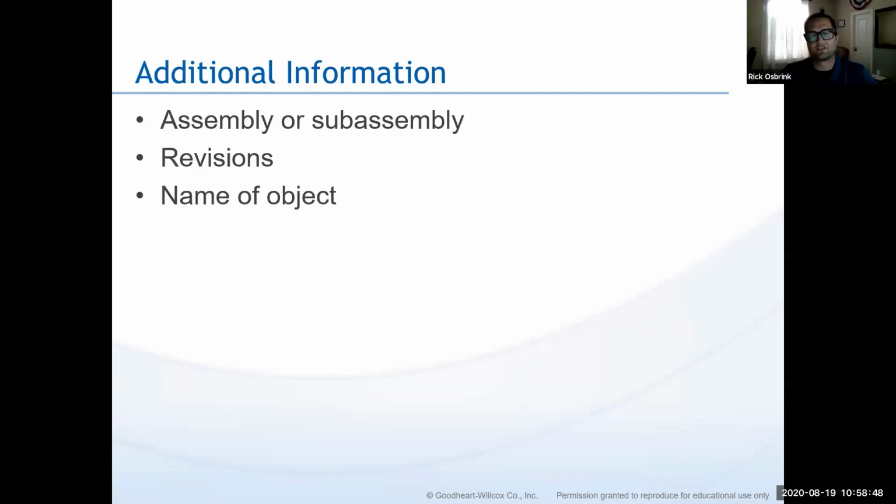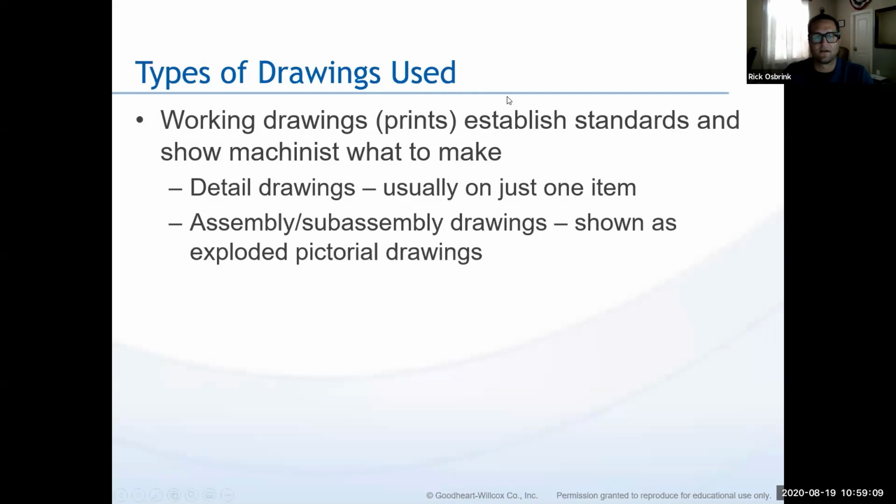So additional information that you might find on your plans are going to be your assemblies and sub-assemblies, right? So we talked about how components fit together. Sometimes you'll be given an individual part sheet. Other times you'll be given a sheet that has both the parts and the assembly on there. So, this is how to build all the parts, and this is how it goes together. We already talked about revisions and obviously the name of the part on there.